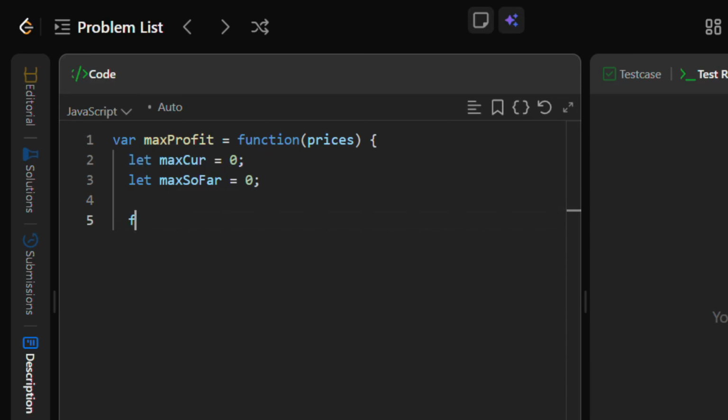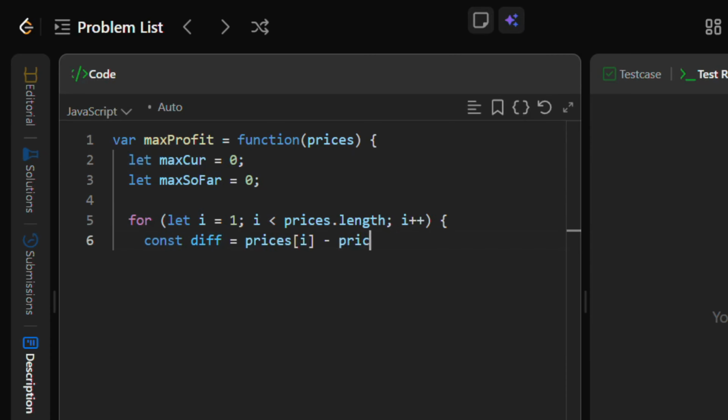Now we loop starting from index 1, because we'll compare each day to the previous day. Inside the loop, we calculate diff as today's price minus yesterday's price. This tells us whether the price went up or down.